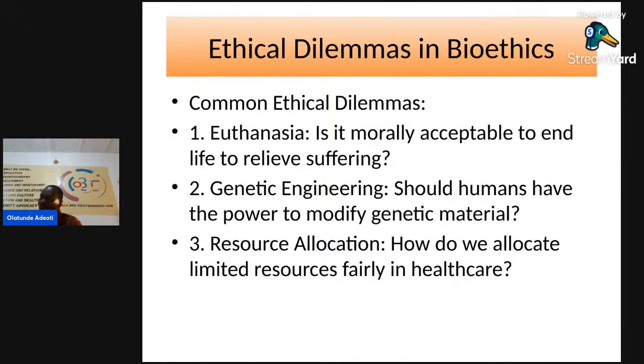this suffering is too much, this suffering is too much, nurse or my doctor, can't you get any drug that can end the life of this man instead of us leaving this person in suffering? It is part of the dilemma that we have in bioethics.